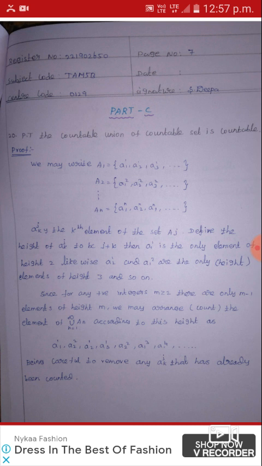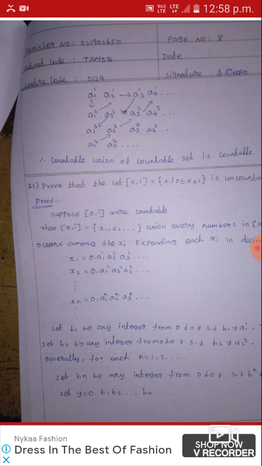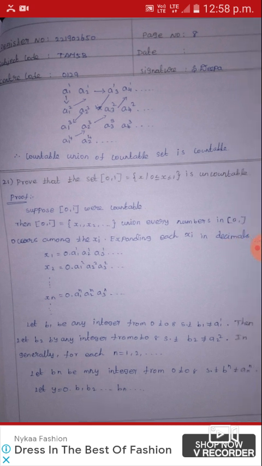Let a_kj be the kth element of the set A_j. Define the height of a_kj to be k plus j. A1 dash is the only element of height 2. Likewise, A2 1 and A1 2 are the only elements of height 3. That is, we have to add the powers and the subscript. Since for any positive integer m greater than or equal to 2, there are only m minus 1 elements of height m, then the union of A_n for n equal to 1 to infinity is listed according to the heights, being careful to remove any a_kj already counted. Like that, a countable union of countable sets is countable.